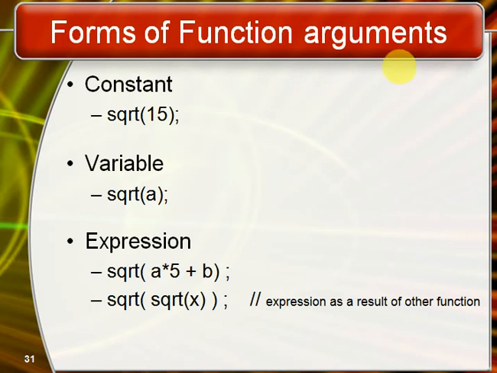Various forms of function argument. A function argument can be a constant value. For example, sqrt 15, where 15 is a constant value. Then a function argument can be a variable. For example, here a is a variable. We can use an expression as a function argument as well. Here the expression is a multiply 5 plus b. And similarly, sqrt of x is also an expression, as a result of another function. So we have these three various forms of function arguments.